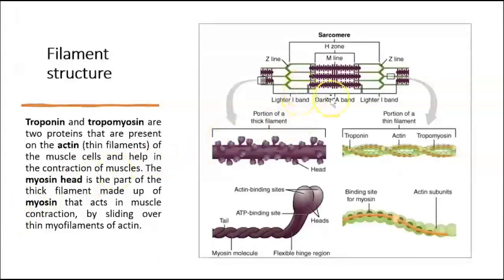Now, there are a couple of things that are very important in the myosin and in the actin. This is the myosin head in the myosin, and in the actin or thin filament, you're going to have 3 players: actin, troponin, tropomyosin.